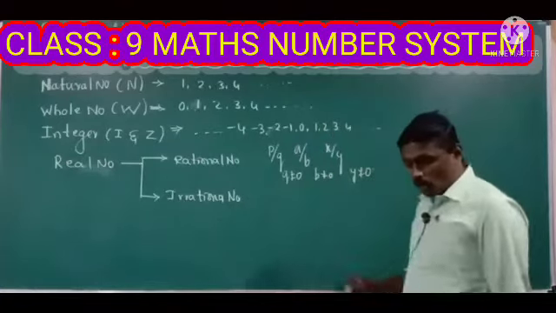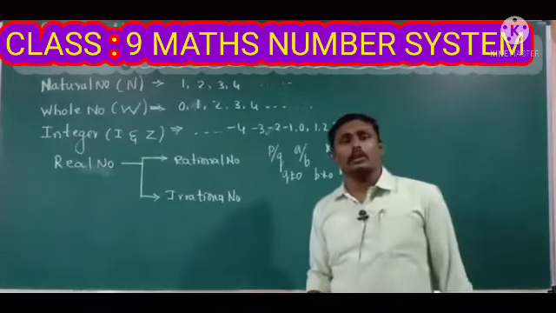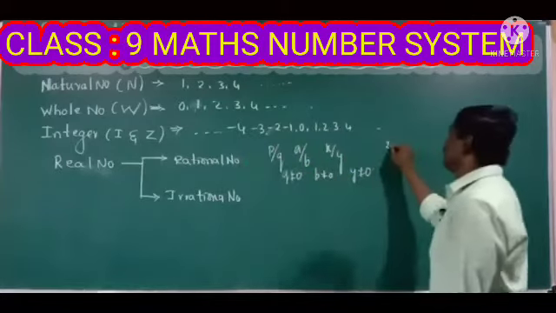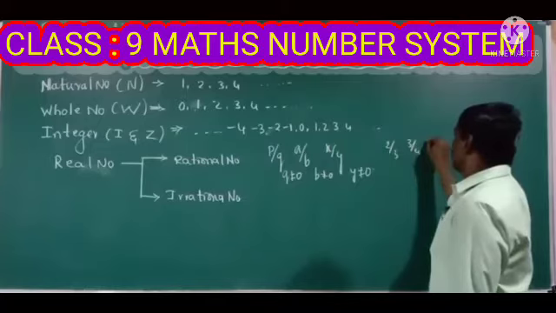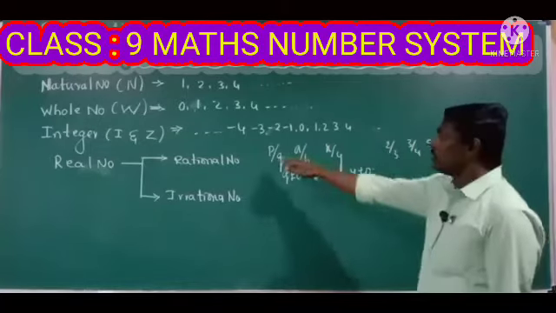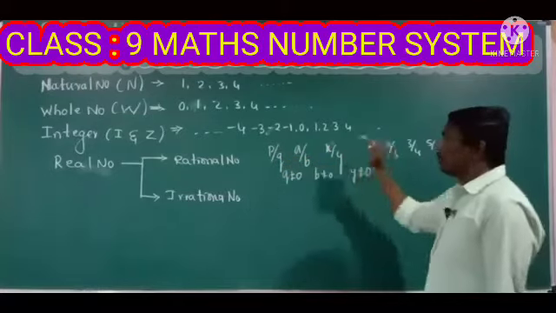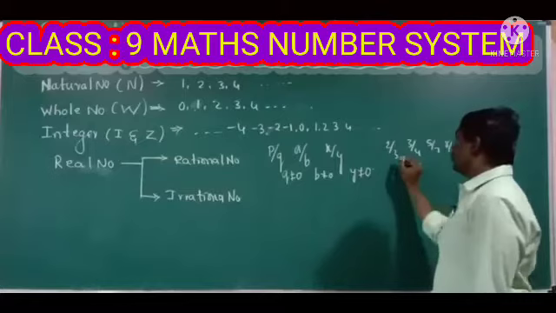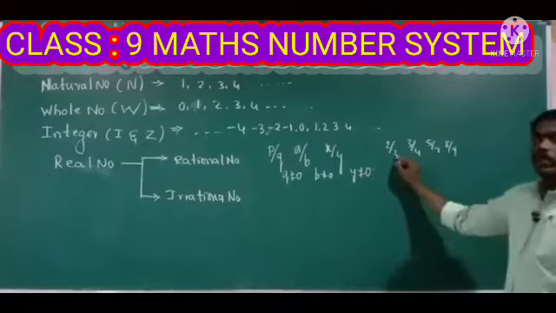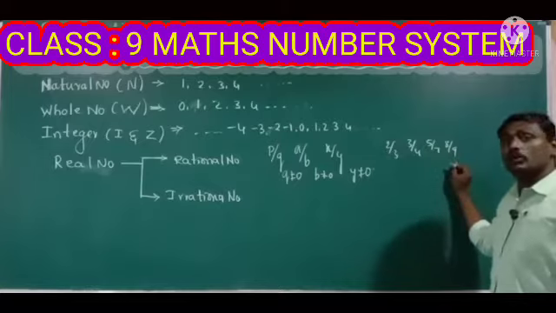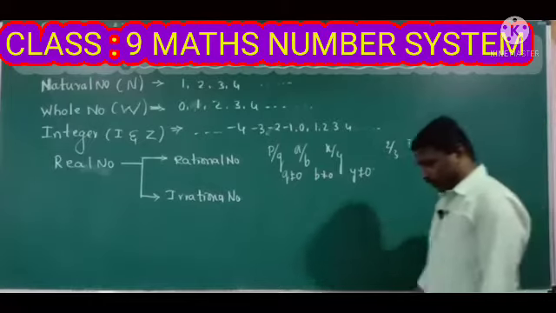For example, all the fractions we write all belong to the rational numbers: 2 by 3, 3 by 4, 5 by 7, 8 by 9. So these all are the group of rational numbers, examples for rational numbers. In these, the denominators are not equal to 0, right?